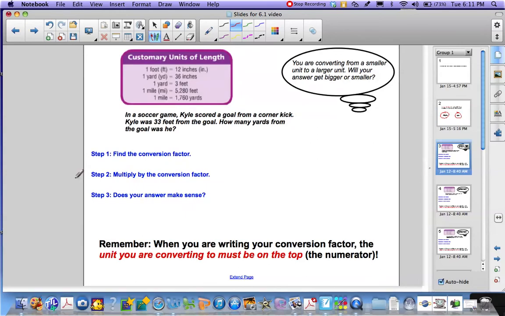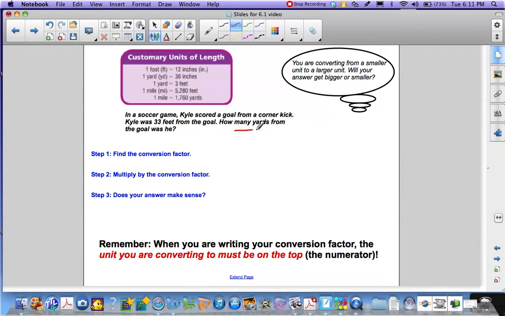Okay. In a soccer game, Kyle scored a goal from a corner kick. Kyle was 33 feet from the goal. How many yards was he? So we're going to convert from feet to yards. Okay, step one is always to find the conversion factor.